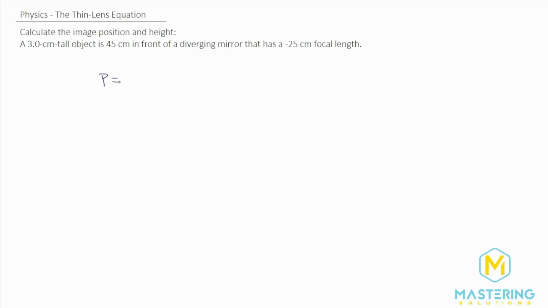So the power of a lens, or a mirror in this case, is equal to the inverse of the focal length in meters. That's equal to 1 over the image position plus 1 over the object position. We're trying to solve for the image position, so let's subtract 1 over s. So 1 over s prime is equal to 1 over the focal length minus 1 over the object position.